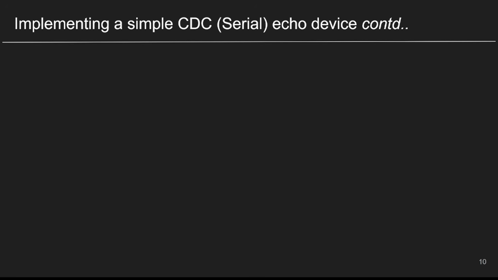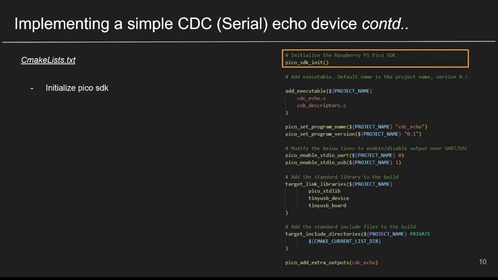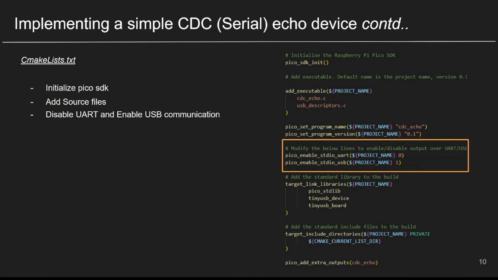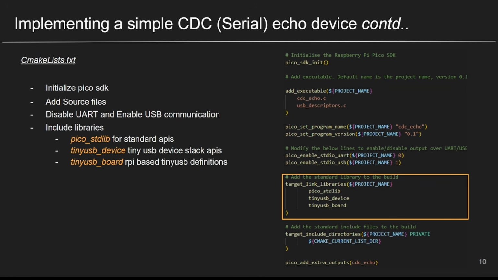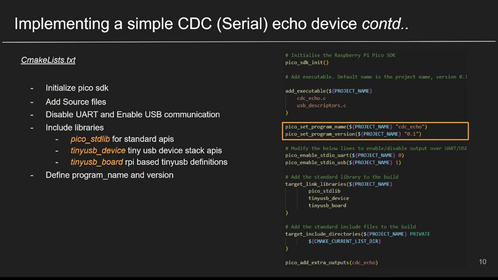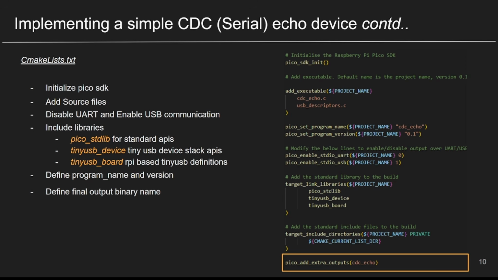Finally, in our CMakeLists file, we will initialize the Pico SDK and our source file. We will also disable UART and enable USB configuration, and then make sure to link the necessary libraries like pico_stdlib for standard APIs, tinyusb_device for TinyUSB device stack APIs, and tinyusb_board for RPi based USB definition. Then we'll define the program name and the version. Then we'll finally define the output binary name.